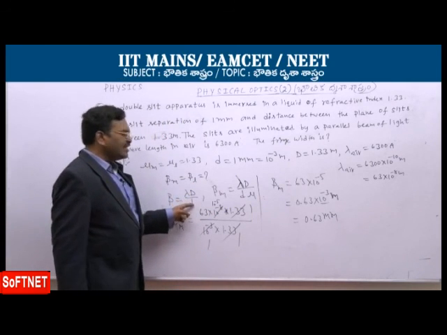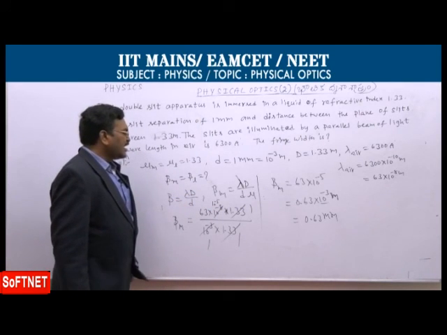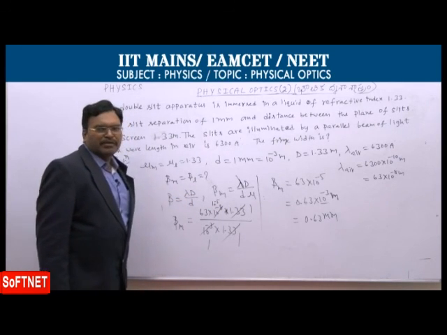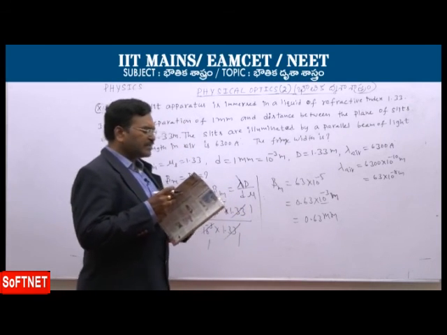Here capital D and small d, there is no change in their values, but the lambda value changes. Lambda in medium is how much? Lambda by mu, like that. So that's why what is the answer now? 0.63 millimeters. That is the only correct option.